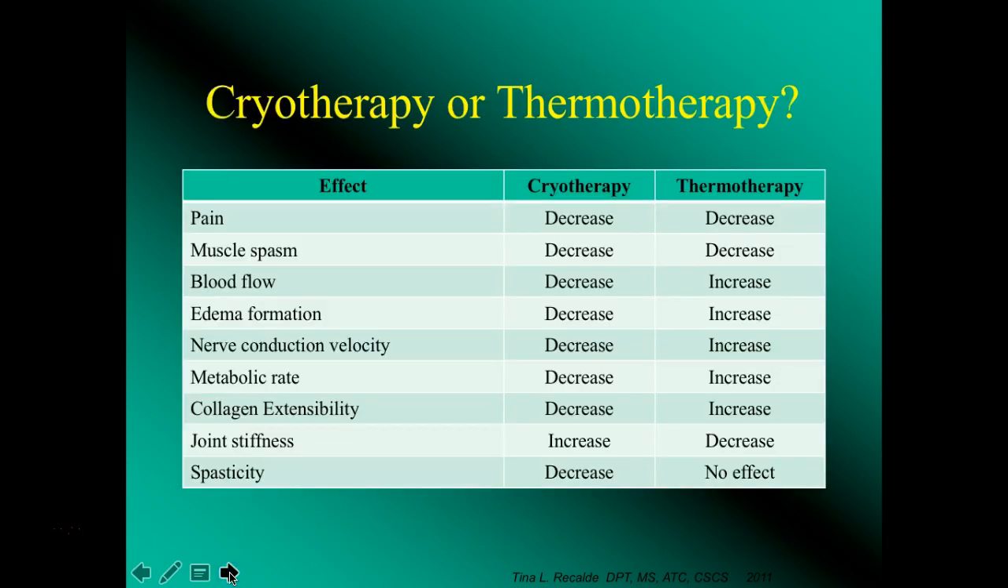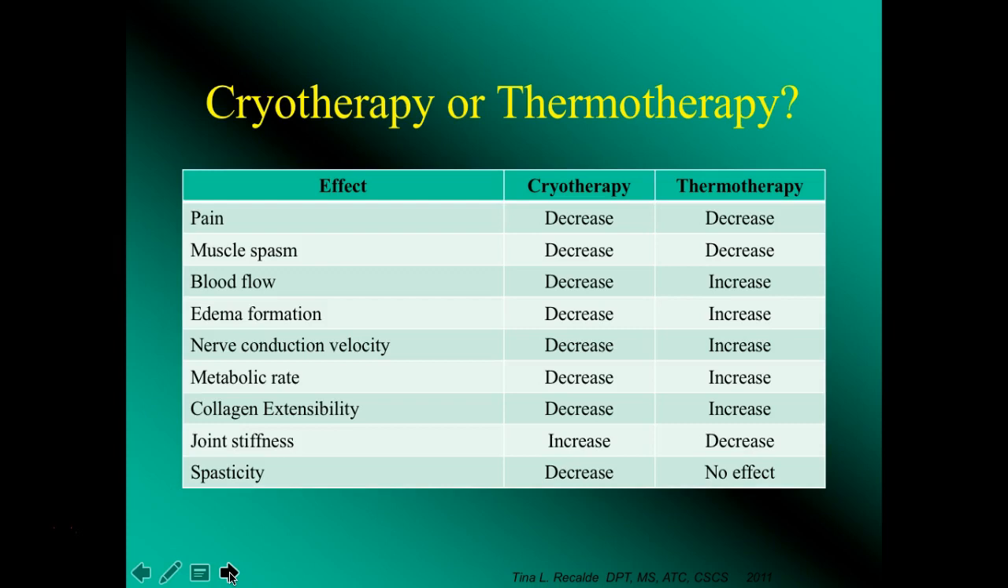This is just a little chart comparing cryotherapy and thermotherapy. Our next video will be on cryotherapy, so we can come back to this and re-summarize it. But basically it's talking about how they both decrease pain. They just do it a different way. They decrease muscle spasm. Cryotherapy, the big difference is it decreases your blood flow. It's a vasoconstrictor versus thermotherapy. The hemodynamic effect is vasodilation, which increases the blood flow. Same with edema formation.